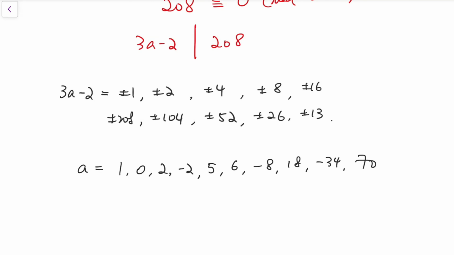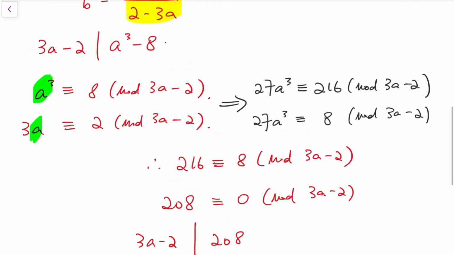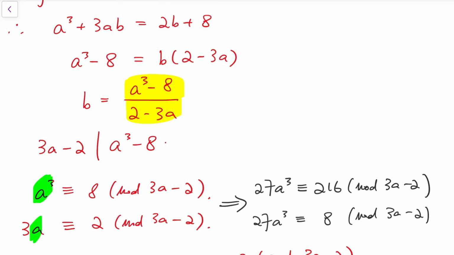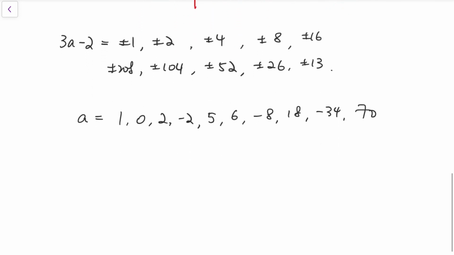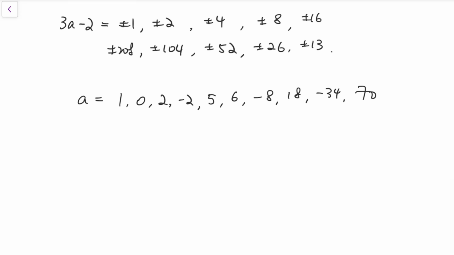Here are the factors of 208. For each factor of 208, we can solve for a value of a, but not all of them would give integers. Here are the integer possible values for a, and there are 10 of them. For each possible value, we can find the corresponding value of b, because we have found that b is equal to this fraction, a cubed minus 8 over 2 minus 3a, but that would take a lot of time.